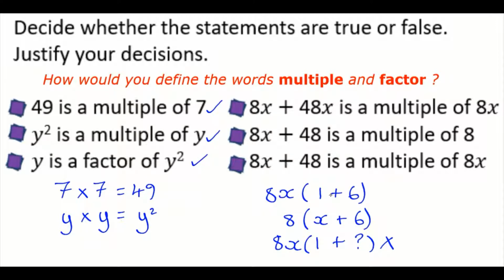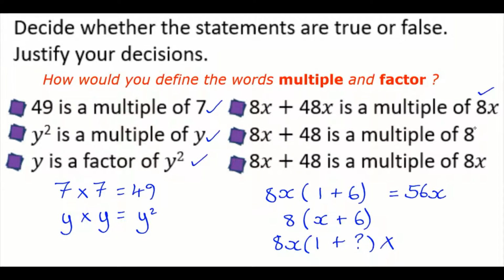Also 1 plus 6, or 7, is a factor of 8x plus 48x, which seems a bit weird, but if you think about it, 8x plus 48x is actually just 56x. So you can see what we're really saying is that 7 is a factor of 56x. 8 is a factor of 8x plus 48 because 8 times x plus 6 is 8x plus 48.